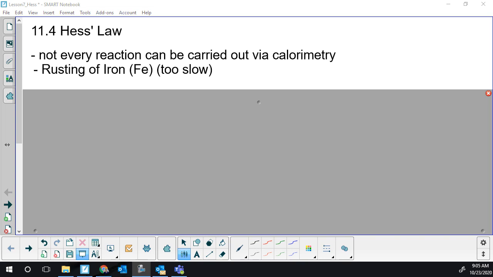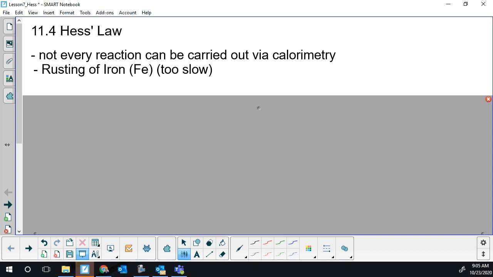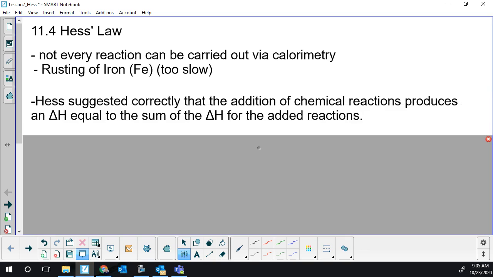Something like the rusting of iron might take a year to go through 100 grams of iron. There's just no way you could get a delta T with iron. Hess came up with a way that lets us use multiple reactions that sum up to the one we want to get information with. And if we can sum up reactions that mimic the one we want, then we can get changes in enthalpy for the ones we want. And it solves not just reactions that are too slow, but that's a big one. We'll see another solution down below.